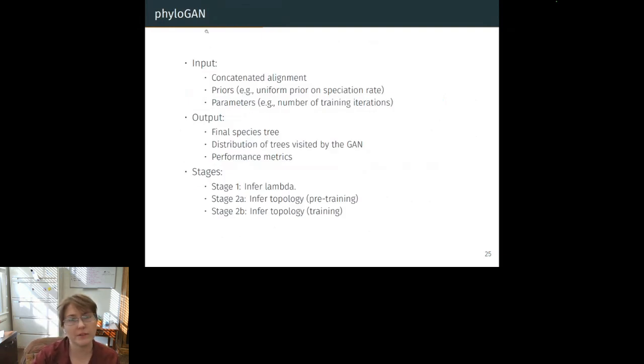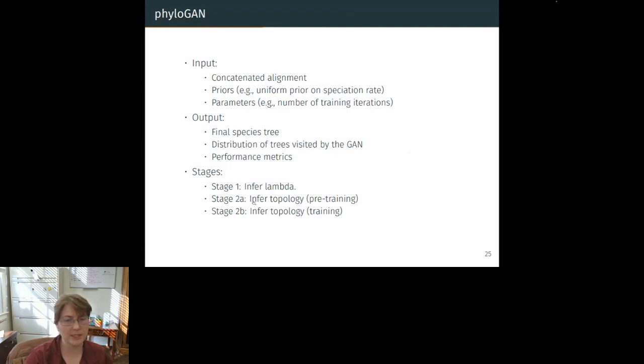Okay, so in phyloGAN, our input is a concatenated alignment. We also require some priors. It's not much here. We need things like a uniform prior on a speciation rate so that we can infer branch lengths. And then there are a couple of parameters like the number of iterations you want to use to train the GAN. At the end of training, phyloGAN will output a final species tree. It will also output a distribution of the trees that were visited by the GAN and some performance metrics.